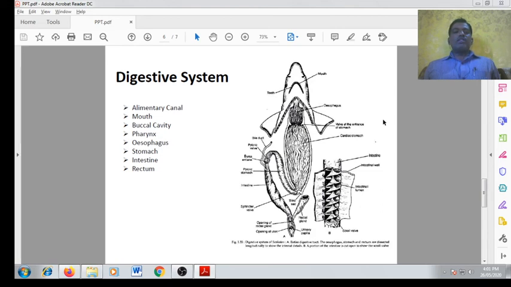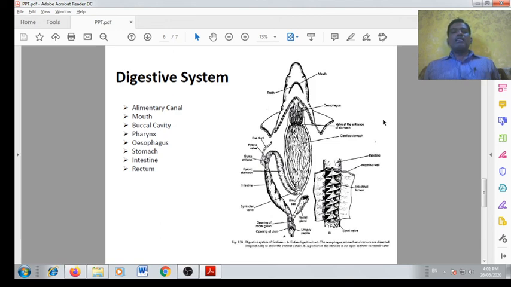Then the stomach opens into the intestine. The intestine is a large tube-like structure consisting of intestinal epithelium. That intestinal epithelium is also responsible for secreting intestinal juice, which helps in the digestion of food material. Most of the digestion of food material occurs in the stomach, but the remaining digestion occurs in the intestine, and then the undigested food material comes to the last part of the alimentary canal called the rectum.